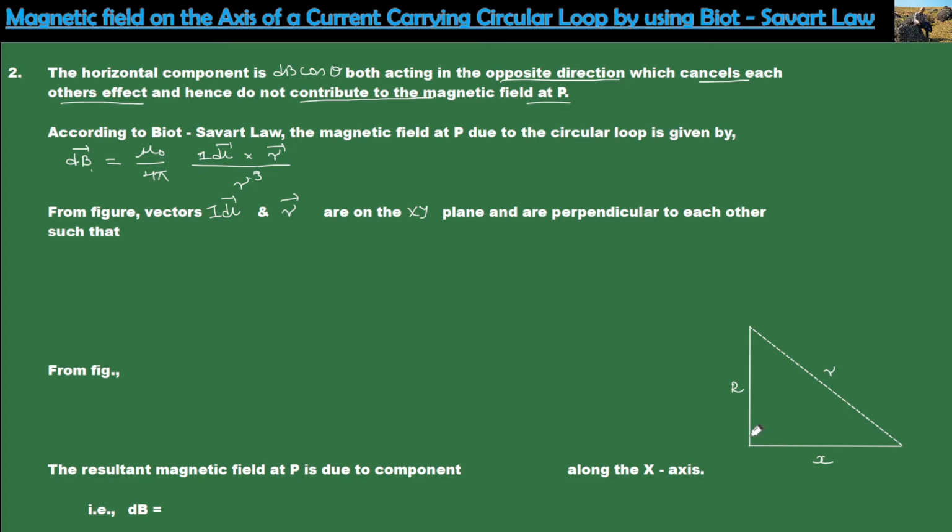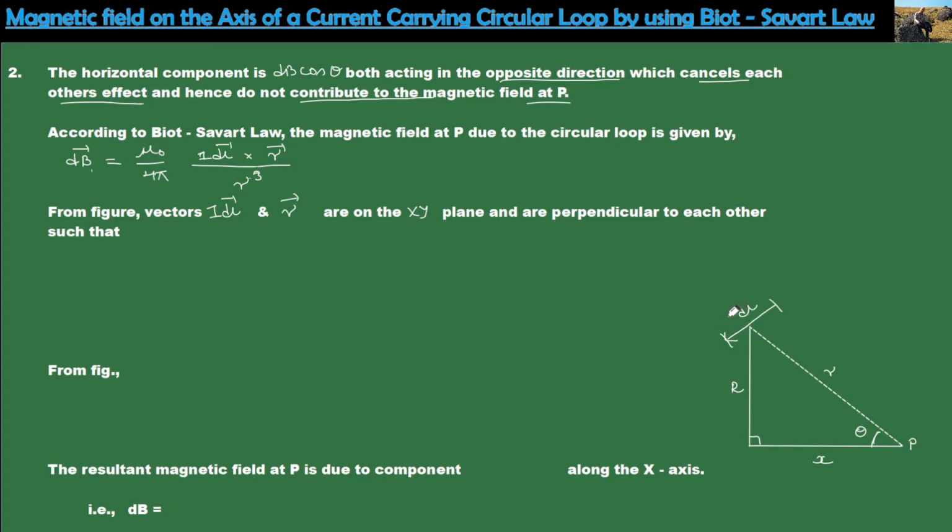So from here, this will be 90 degrees, and that will be angle theta. This is the point P. And from here you have that current element. That current element is in this direction. This is the direction of the current element, and this will be our current element I dl.